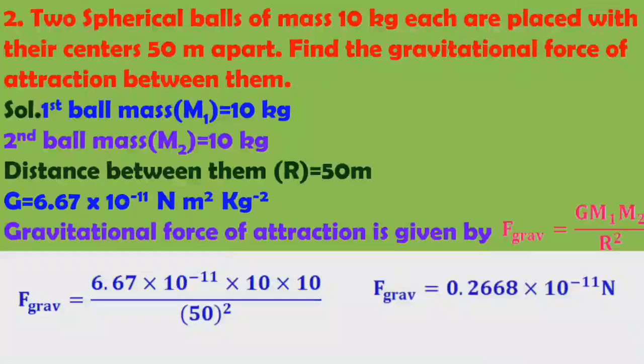6.67 by 25 is 0.2668. You will get 0.2668 into 10 power minus 11 newtons. 0.2668 into 10 power minus 11 newtons can be written as 2.668 into 10 power minus 12 newtons. This is the gravitational force of attraction between the two balls.